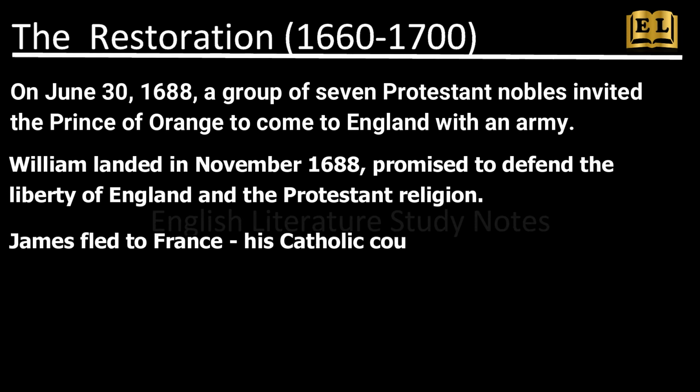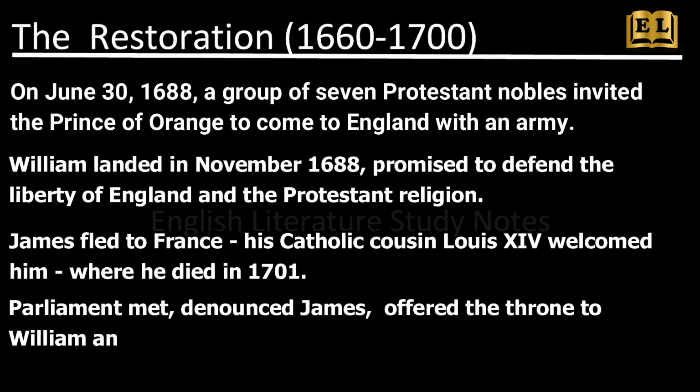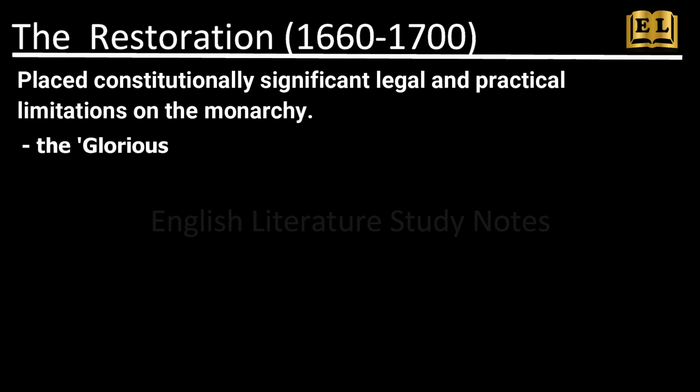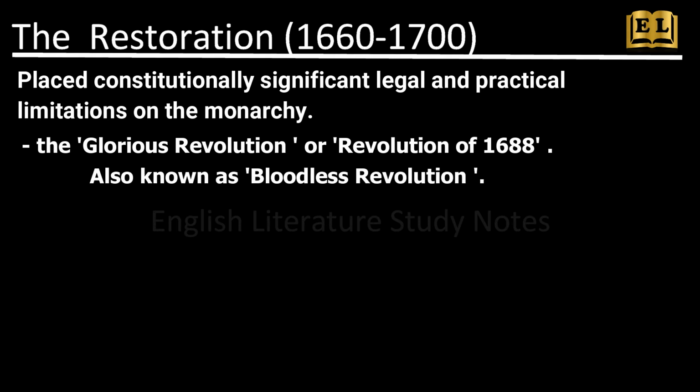James fled to France, where his Catholic cousin Louis XIV welcomed him and where he eventually died in 1701. Parliament met, denounced James, offered the throne to William and his wife Mary as joint sovereigns, and placed constitutionally significant legal and practical limitations on the monarchy. This was the Glorious Revolution or Revolution of 1688, also known as the Bloodless Revolution.